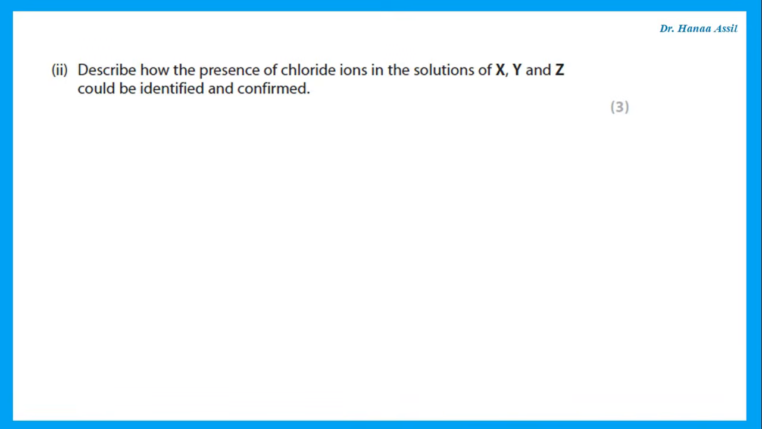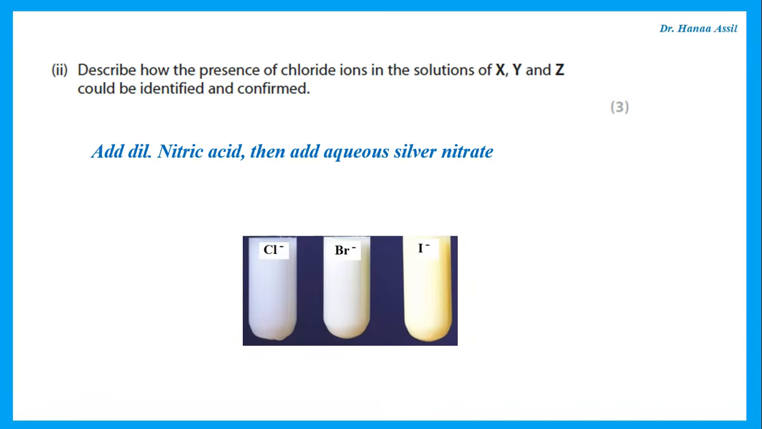Describe how the presence of chloride ions can be identified and confirmed. Remember, what is the test for chloride ions? Add dilute nitric acid, then aqueous silver nitrate. With chloride, it gives a white precipitate. Bromide, cream. Iodide, yellow. We're talking about chloride, so it should give a white precipitate. Now, how is it confirmed? We said this white precipitate is soluble in dilute ammonia.